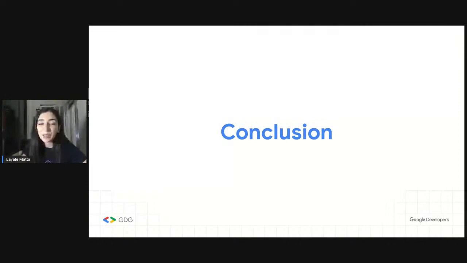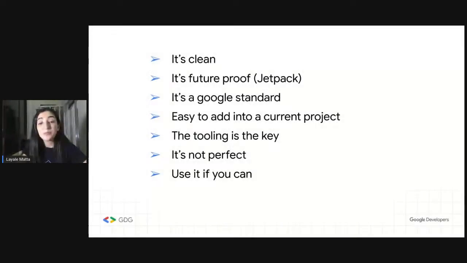So that's it. As a conclusion, I'd like to tell you that navigation component is clean. It's future-proof, of course, because it has been added to Jetpack. And we have seen all the bugs they are solving, and they are solving them depending on what we, the developers, are really prioritizing. It's a Google standard, and I really like when Google puts a certain standard for Android development. It's easy to add into our current projects, and the tooling is amazing.